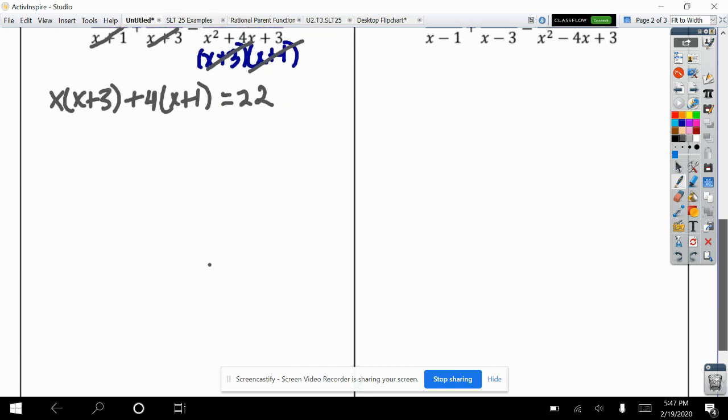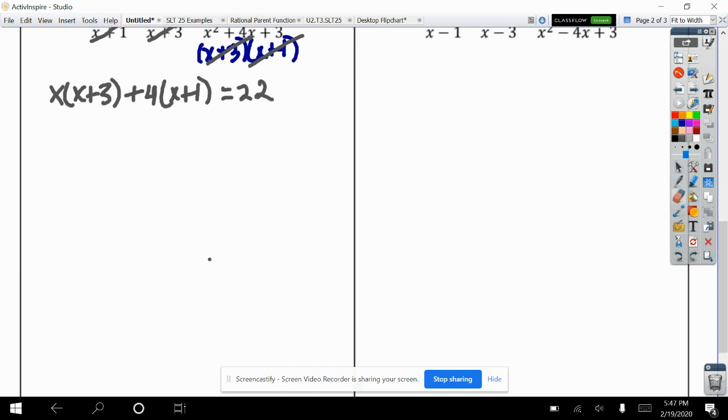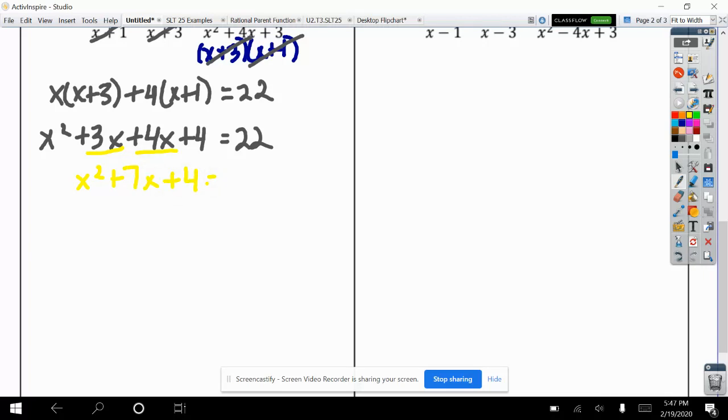Let's scroll down a little more now. Okay, so now I need to distribute. So x times x gives me x squared. X times 3 gives me 3x. 4 times x gives me 4x. 4 times 1 gives me 4. So now I can combine like terms, 3x and 4x. So I get x squared plus 7x plus 4 equals 22.